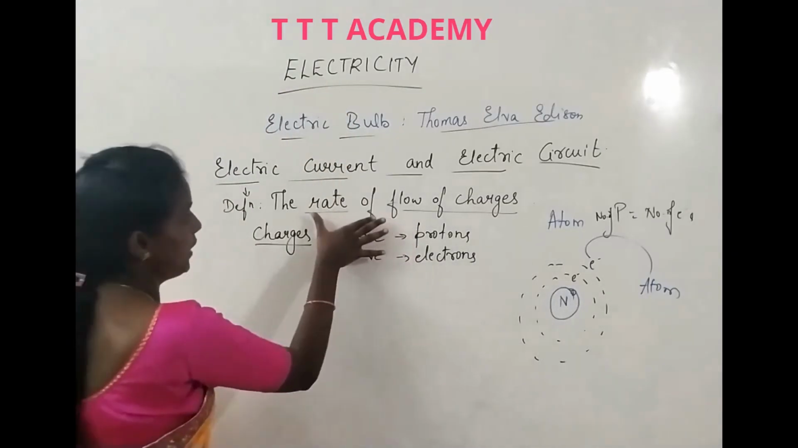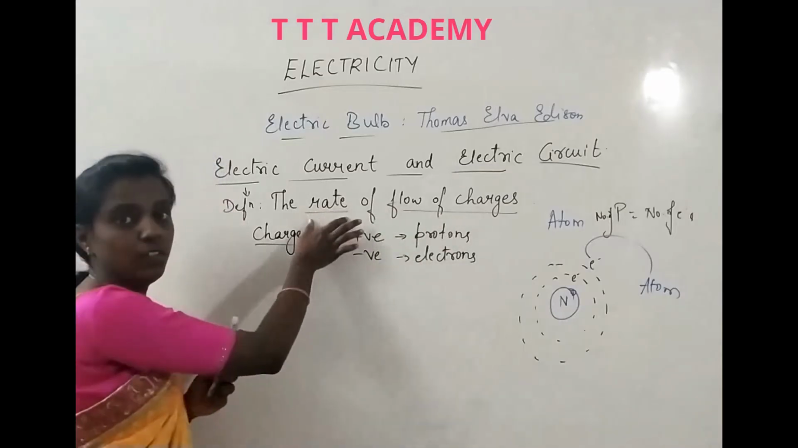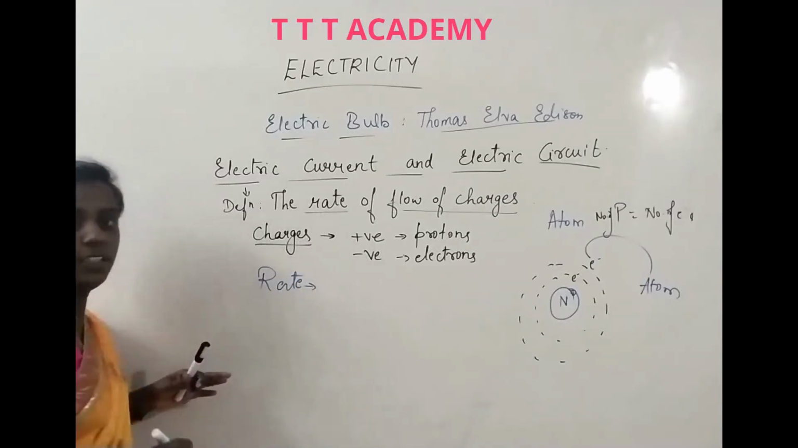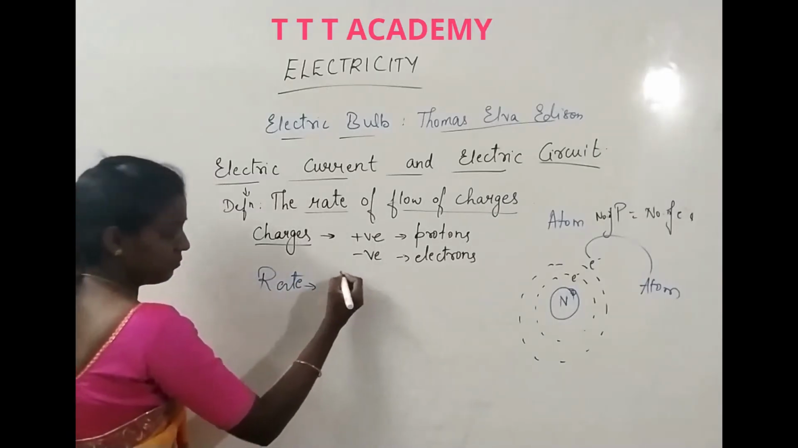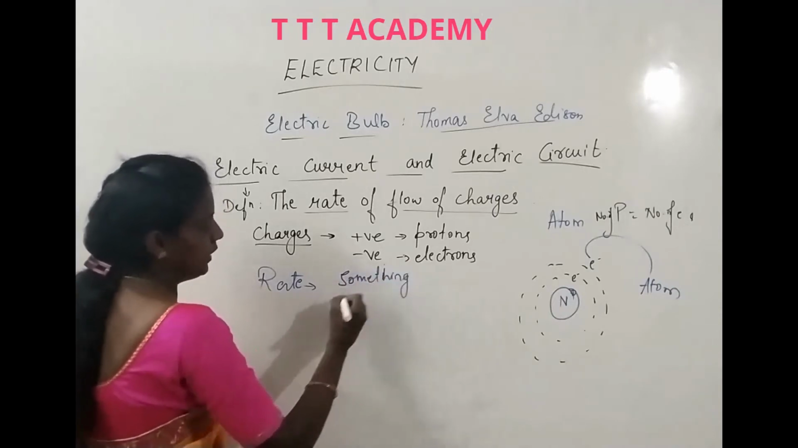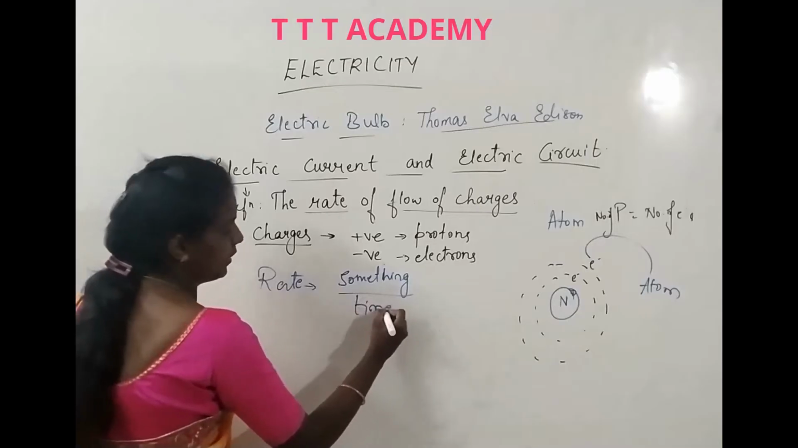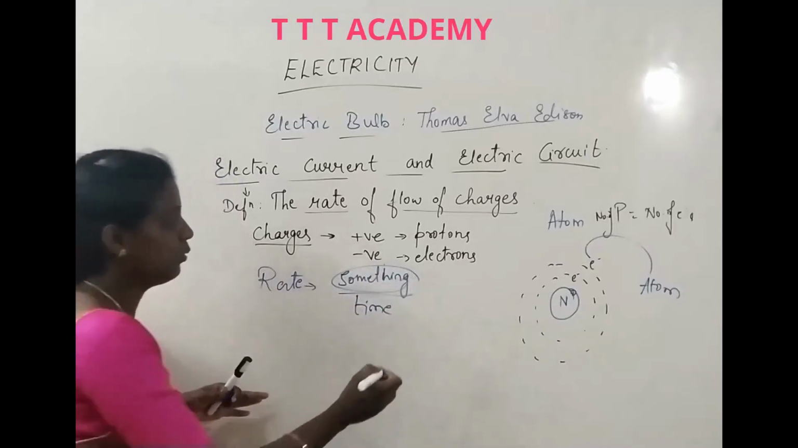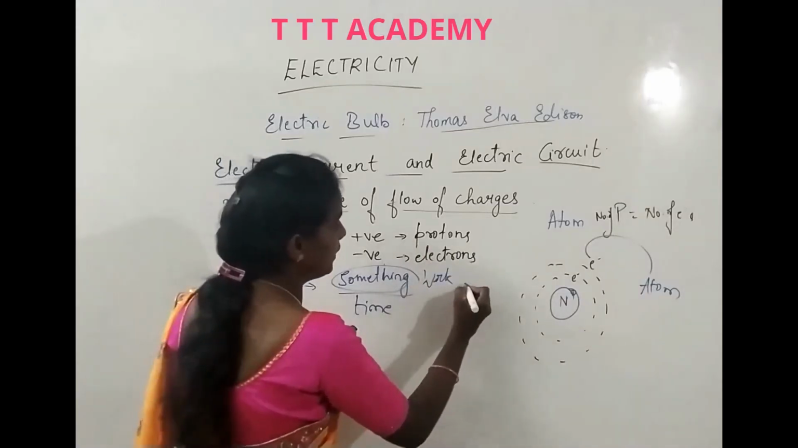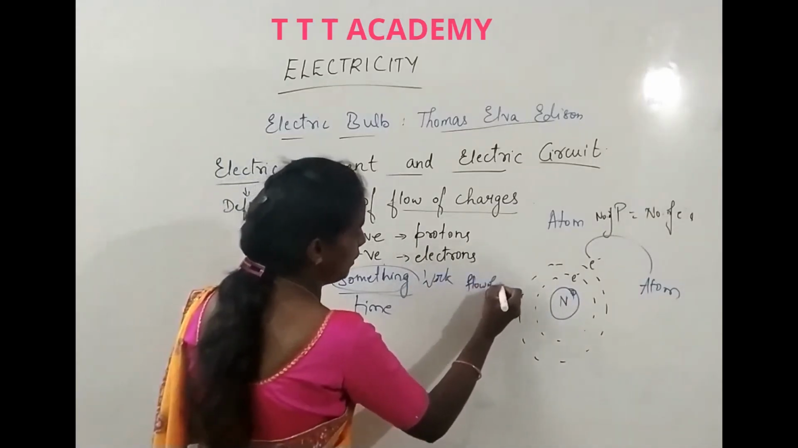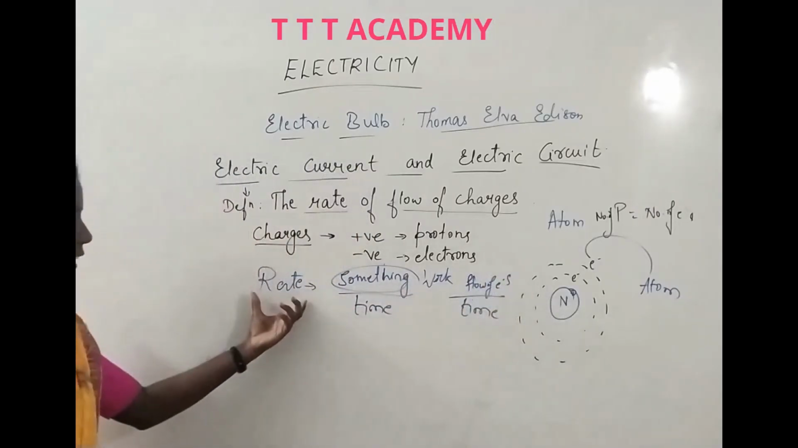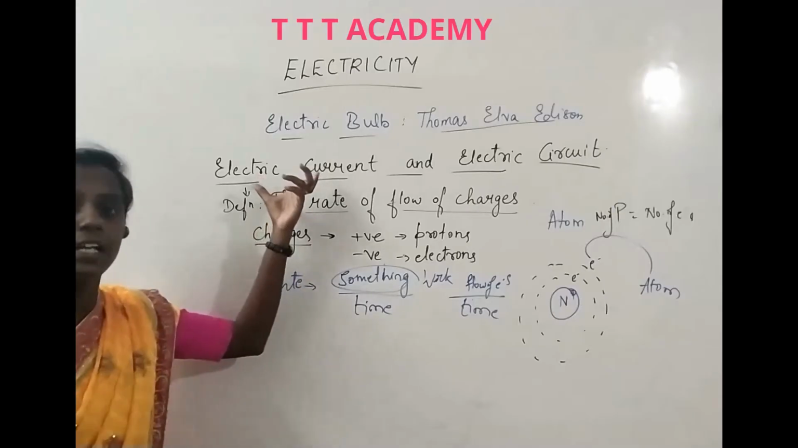Now, in the same definition, you have another word, that is rate. So what do you mean by rate? It is nothing but something done with respect to time, right? Here, what is the work done? What is the movement here? That is the flow of electrons, right? Flow of electrons with respect to some time. That is the way we are taking it. Okay, that is nothing but the electric current.